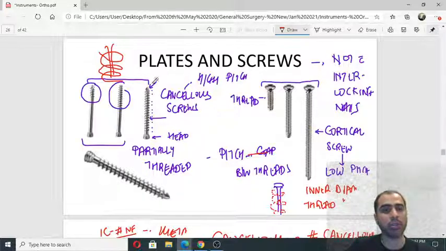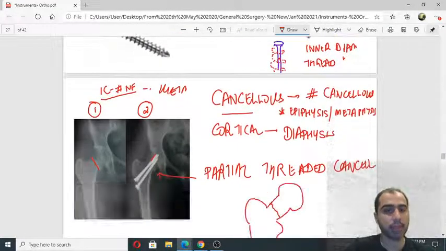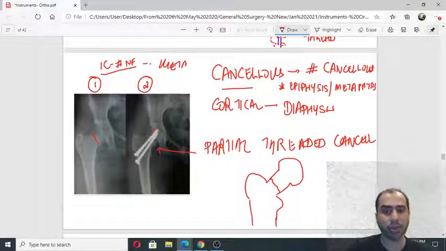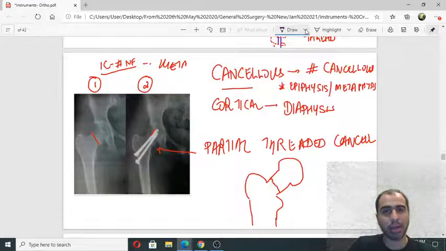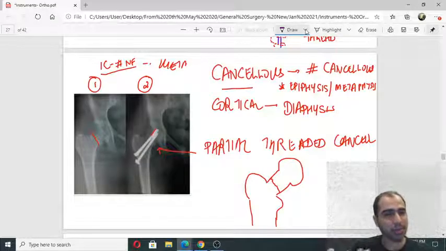Means I could have used this screw also. I could have used this screw also. Why did I pick this one? Why not this one? How are they different? Brings fragments together. Okay, very good. So I'll tell you. Very easy. It's all based on the principle of fracture treatment.